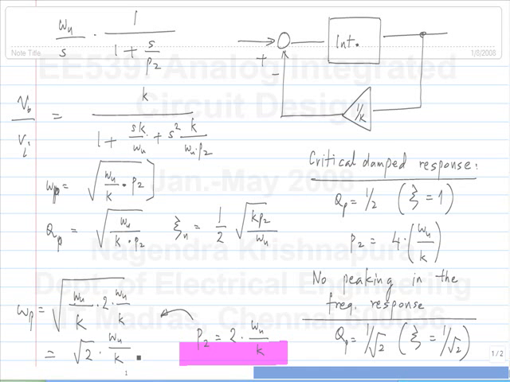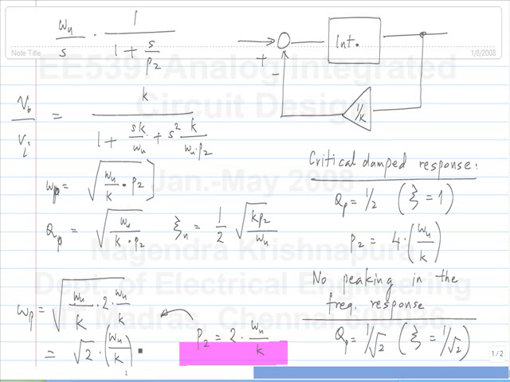So this P2 is a non-ideality, but by adjusting its value, it's possible to get a larger bandwidth compared to what you had without P2, okay? Because this is the bandwidth without P2, right? So by adjusting the value of P2, you get about 40% more bandwidth, and the sacrifice that you have to make is that you have to tolerate a certain amount of ringing in the time domain response, in the step response.